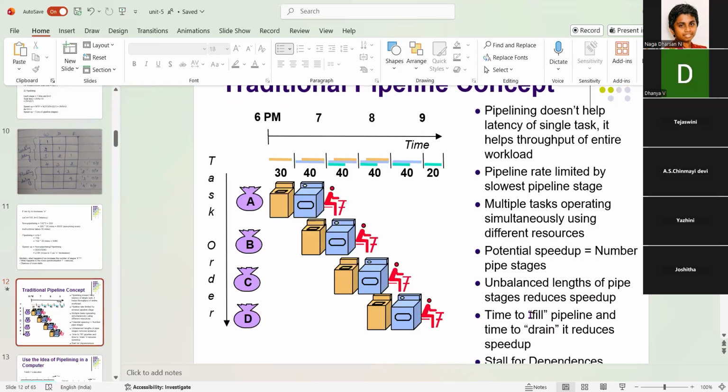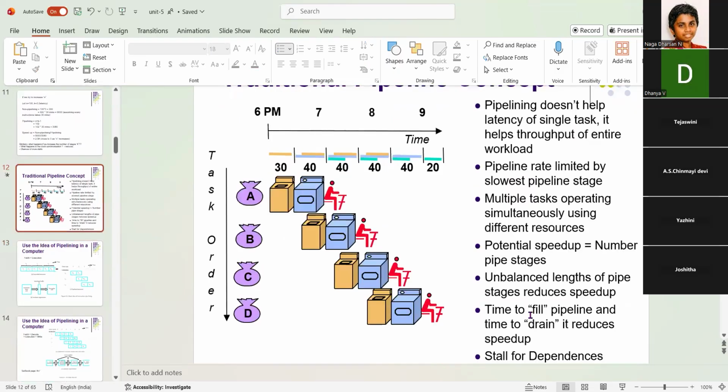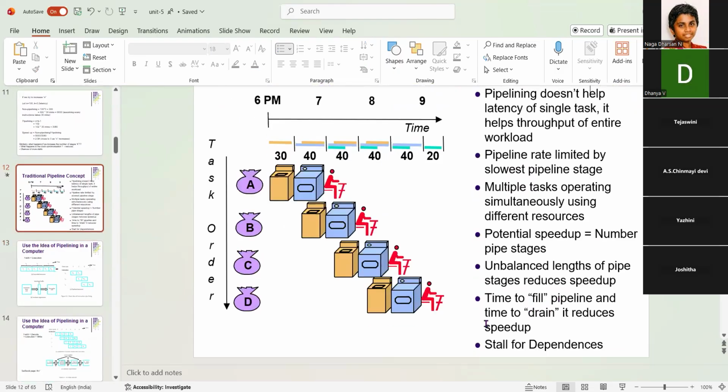And then the time to fill the pipeline and the time to drain it reduces the speed up. I showed you the example of loading and the flushing delay, right? So the time to fill the pipeline and drain the pipeline also reduces the speed up.